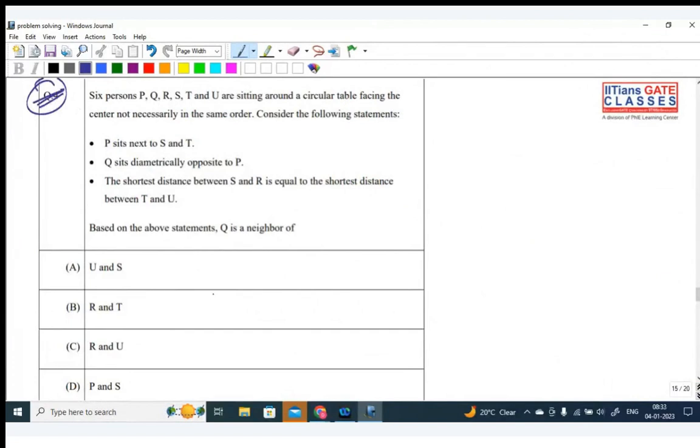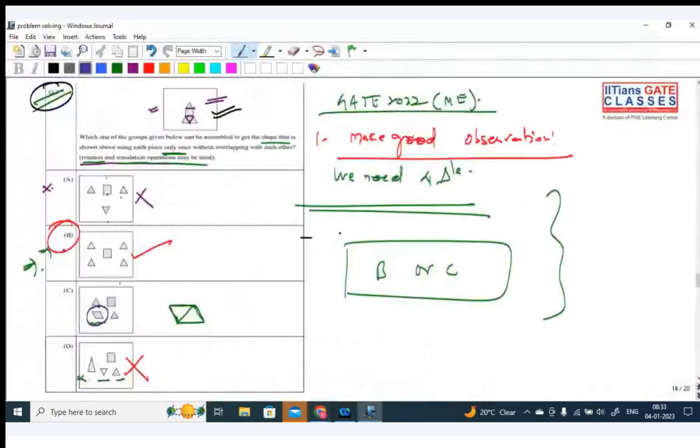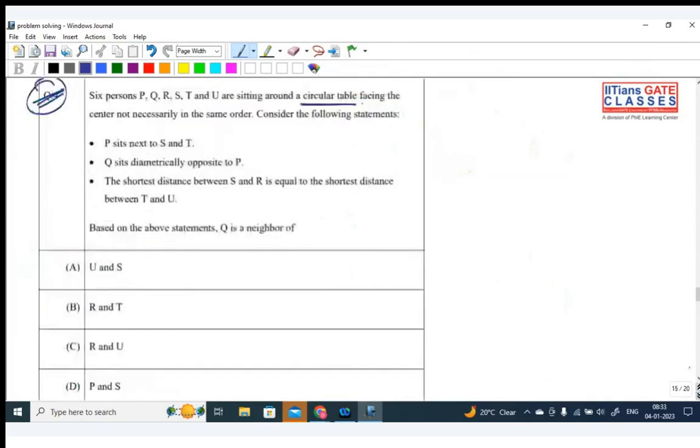Six people P, Q, R, S, T and U are sitting around a circular table, facing the center, not necessarily in the same order. So in this question, if you put B here, and if it is an MSQ question or what, because I have taken it from the PYQ, it was not mentioned whether it is MSQ, but it can be MSQ because there are two options which are correct, right? Okay, so six people P, Q, R, S, T and U are sitting around a circular table facing center, okay, not necessarily in the same order.